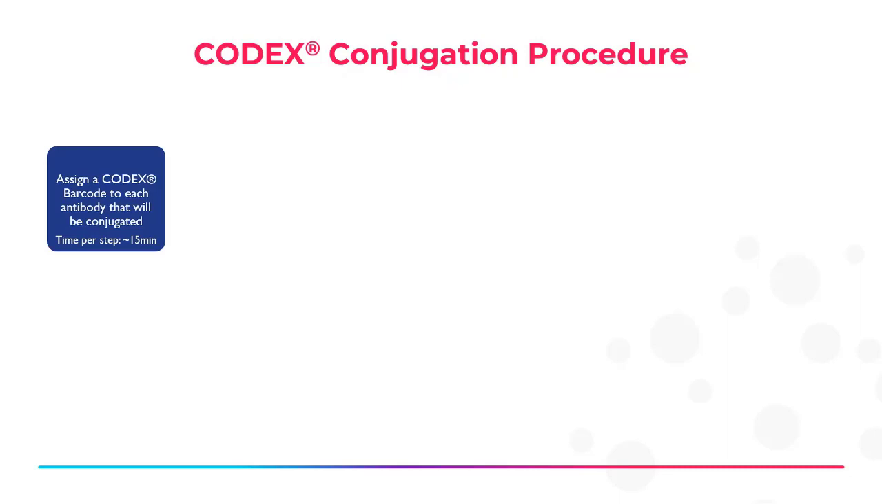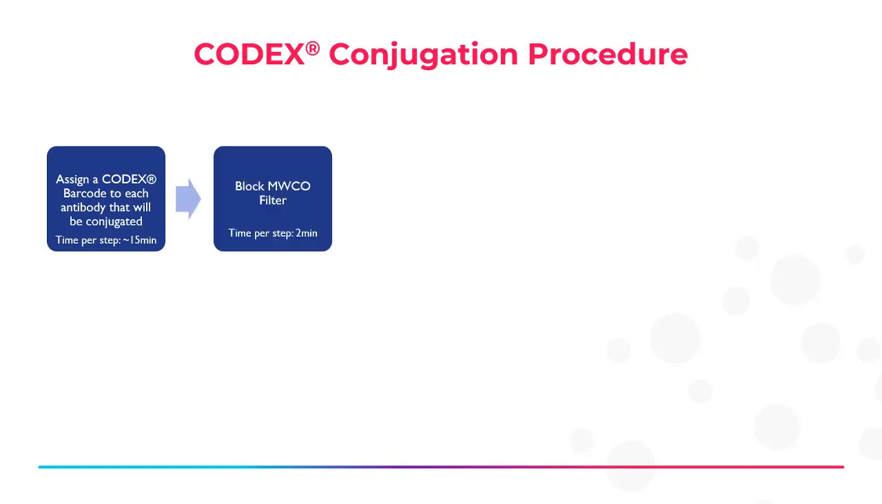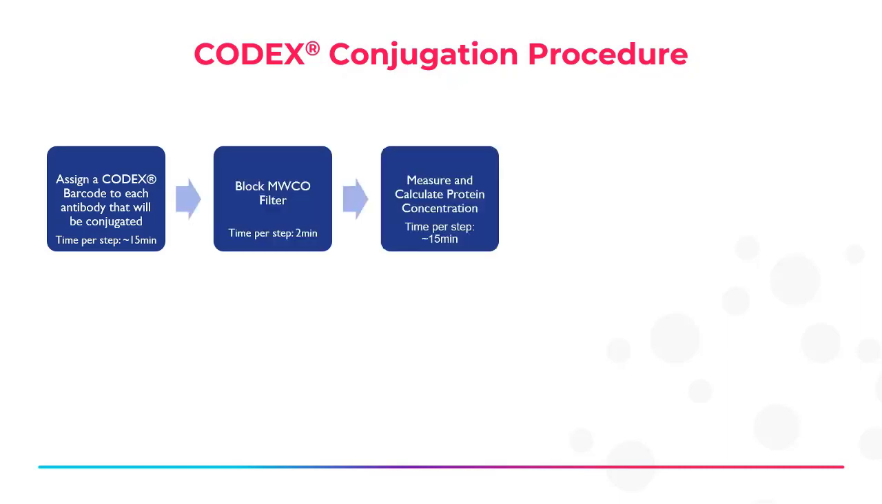So the first step is to assign a CODEX barcode to each antibody. And then you'll block the filter. After that, you'll measure the protein concentration with a nanodrop and calculate the volume of solution corresponding to 50 micrograms of antibody.